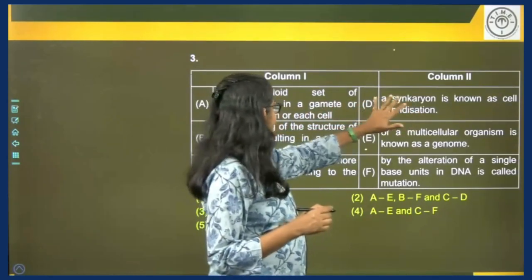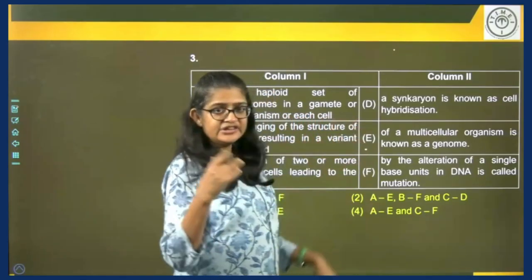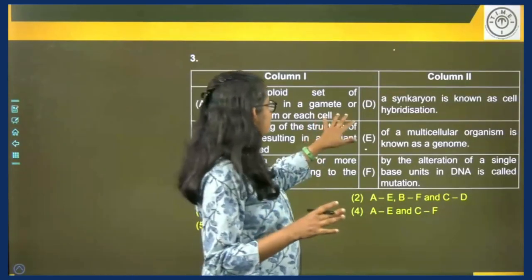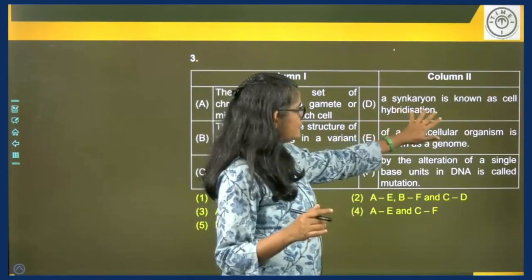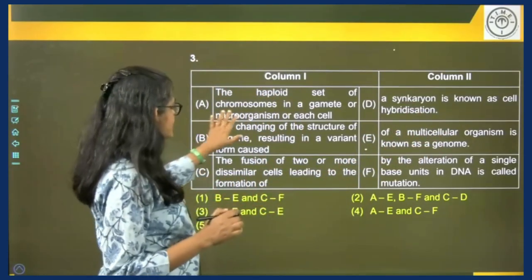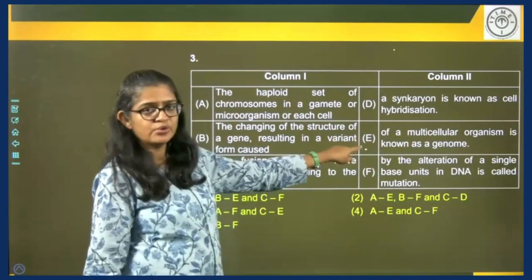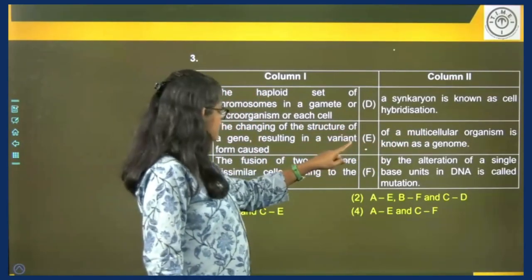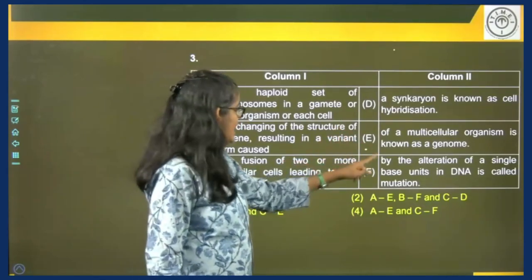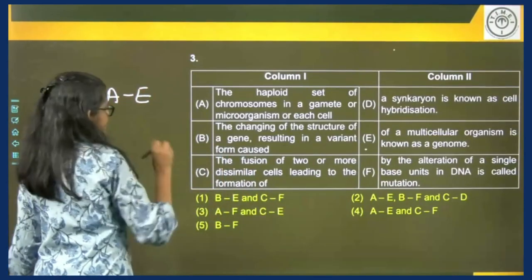First one: each cell of a multicellular organism, or something in something, right? Each cell, a synkaryon is known as... no, that does not make sense. Okay. Each cell of a multicellular organism is known as a genome. Now that would make sense, won't it? So A and E will make a pair.